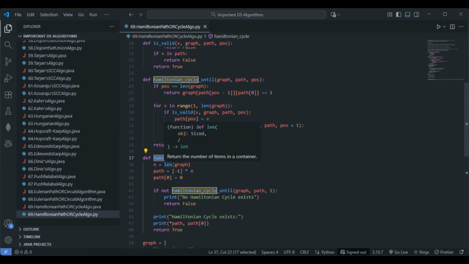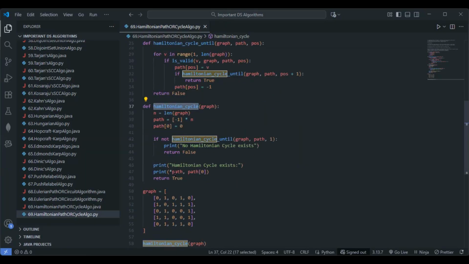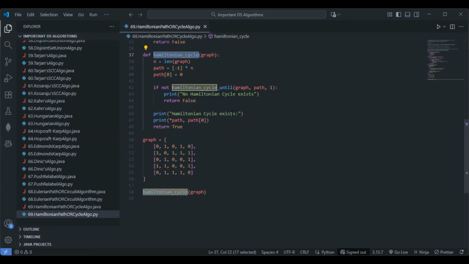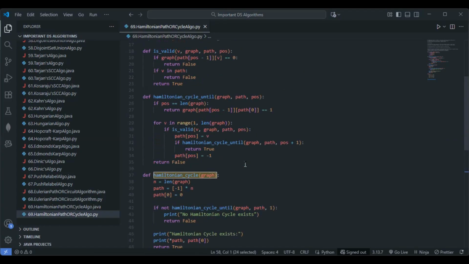The graph is represented as an adjacency matrix. Finally, the function prints the valid Hamiltonian cycle. Yeah, this is fine, I believe. Now, this one is the adjacency matrix I was speaking of. Finally, this one, the function prints the Hamiltonian cycle. We have a complete idea on the algorithm now.